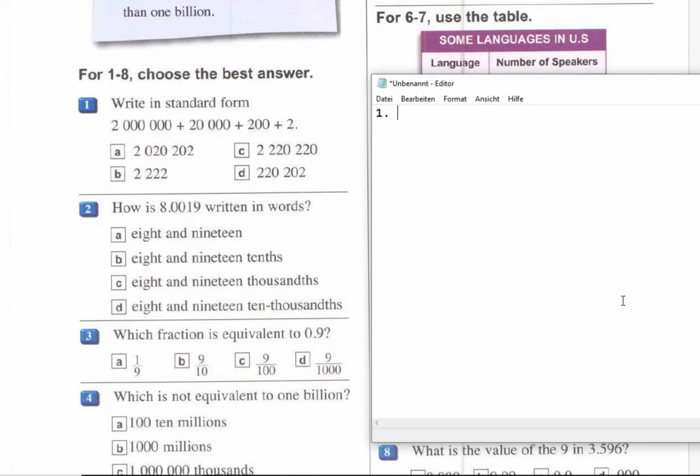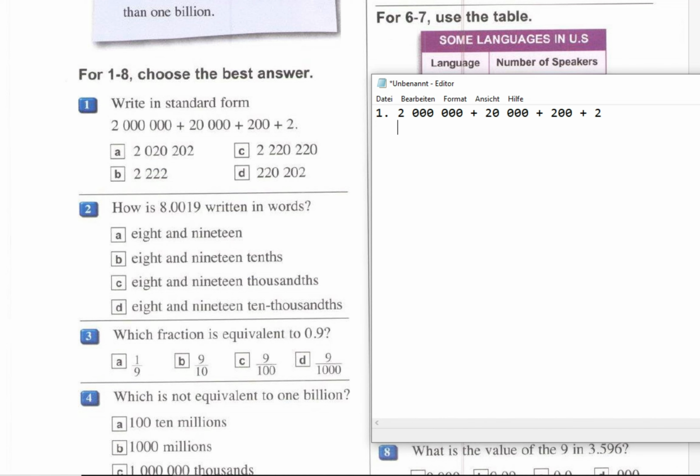So the first question, we have first 8 questions and you must choose the best answer. Very easy and I like it. So 2 millions plus 20,000 plus 200 plus 2. Okay, we must calculate it together and choose what's the best answer.